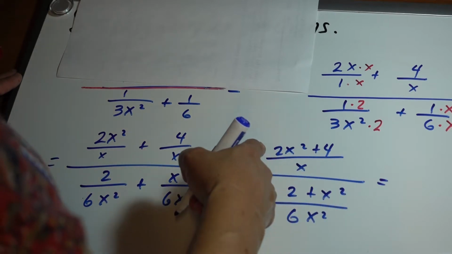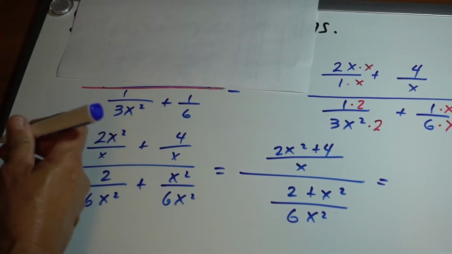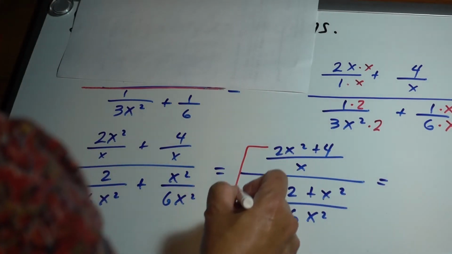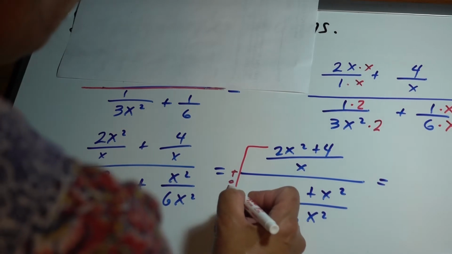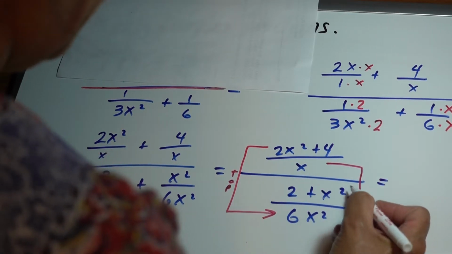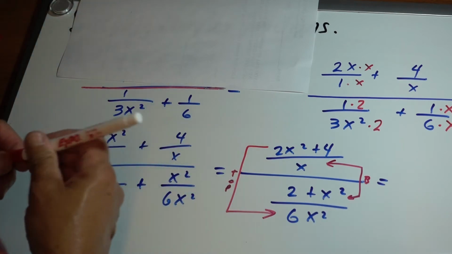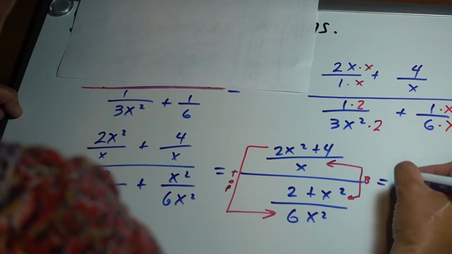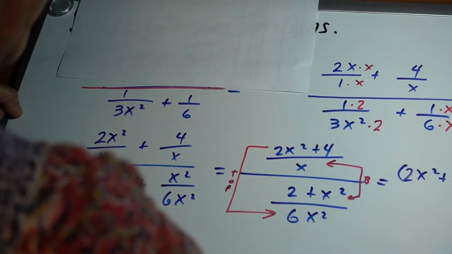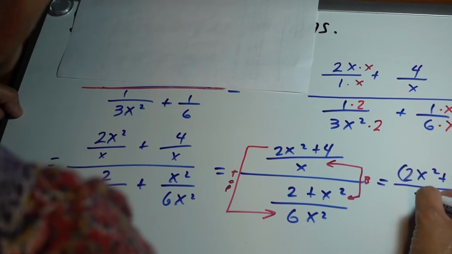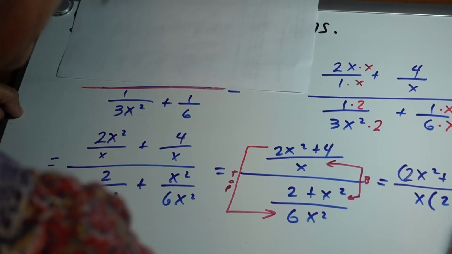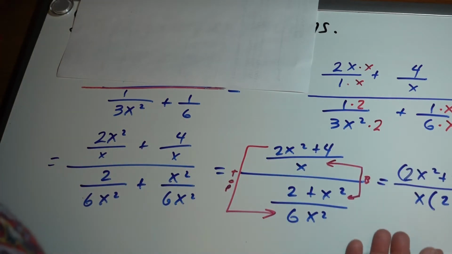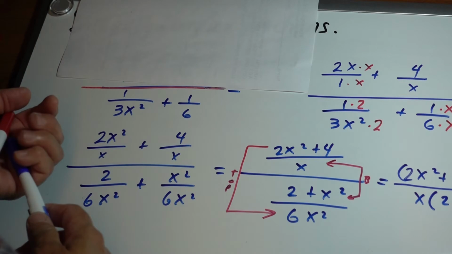From here, I am going to multiply the top and the bottom. We multiply this one times this one and put it in the top part, and this one times this one and put it in the bottom part. So what do we have? 2x squared plus 4 times 6x squared over x times 2 plus x squared. Now we need to simplify this fraction. It looks like a fraction with no more fractions, but we still need to simplify.